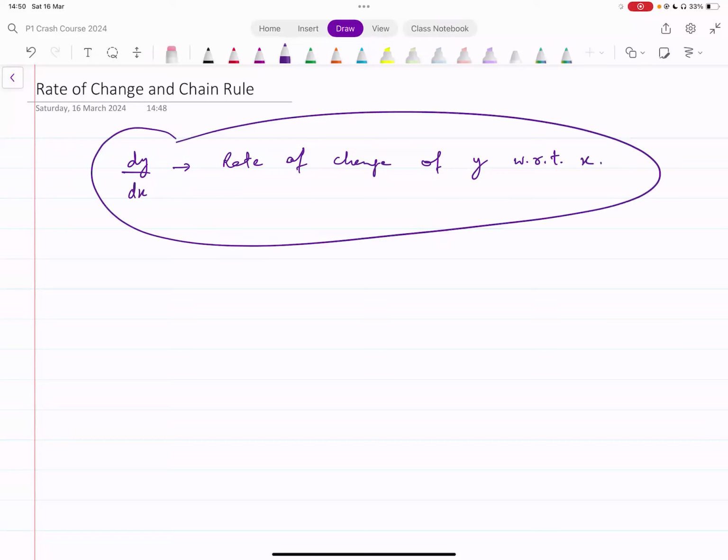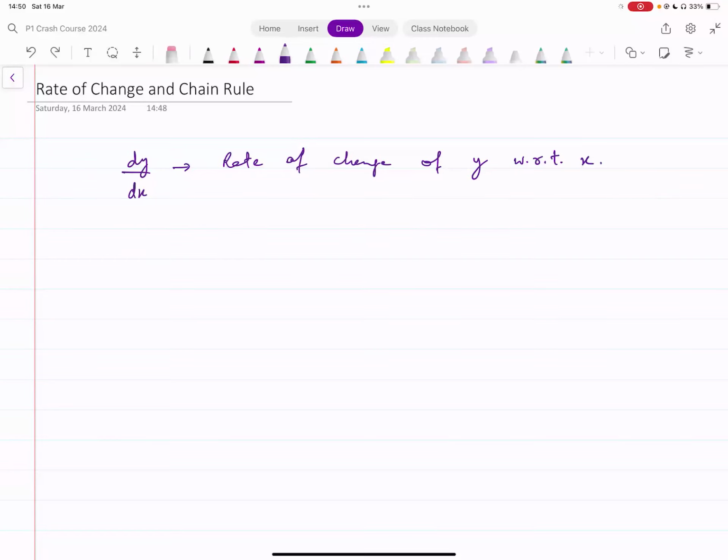So dy over dx can also be understood like this. Dy over dx, rate of change of y with respect to x. What that means is, if we were to increase x by 1 unit, how much would y change because of that? Right? That's what it means. If we were to increase x by 1 unit, how much would y change because of that? So we say this is rate of change of y with respect to x.